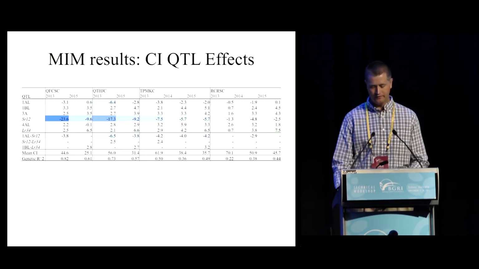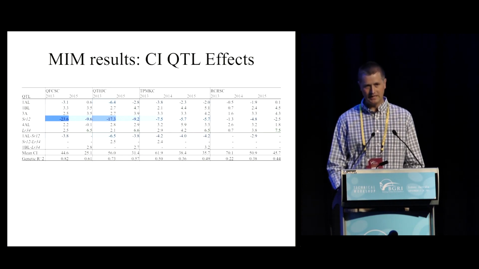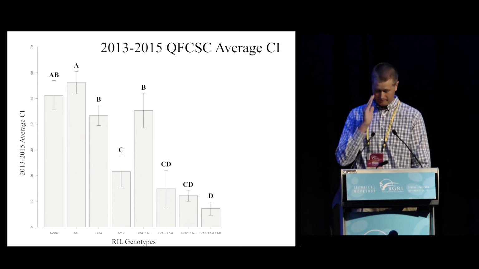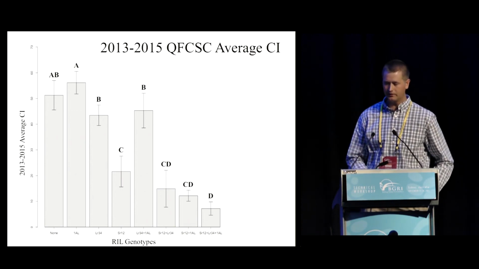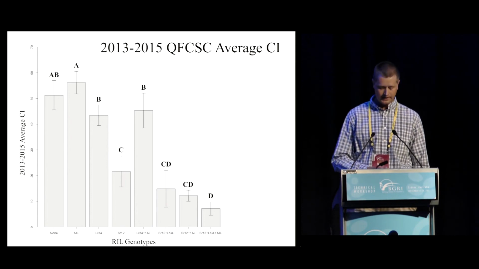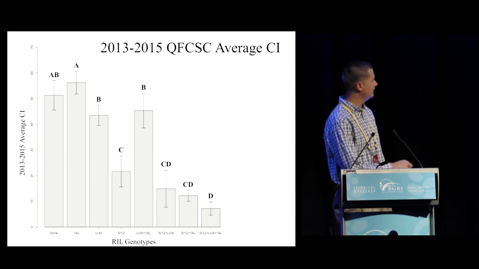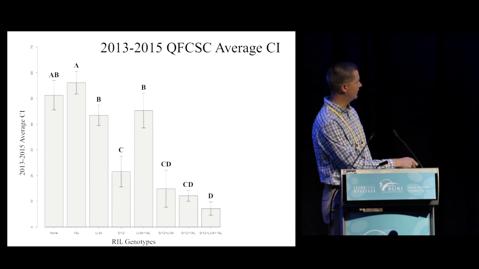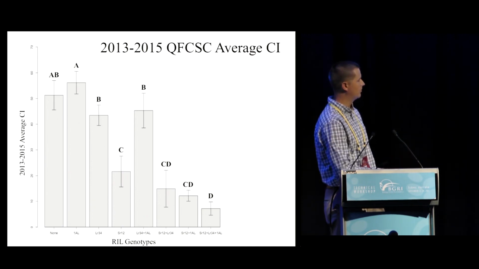To visualize what these data mean on these lines, I'd like to show this set of charts. You can see the average coefficient of infection across the different years. In this case, for race QFCSC, this is a very simple story: RILs with SR12, or RILs with SR12 and other QTL, were highly resistant. And if you didn't have SR12, then you were more or less susceptible.